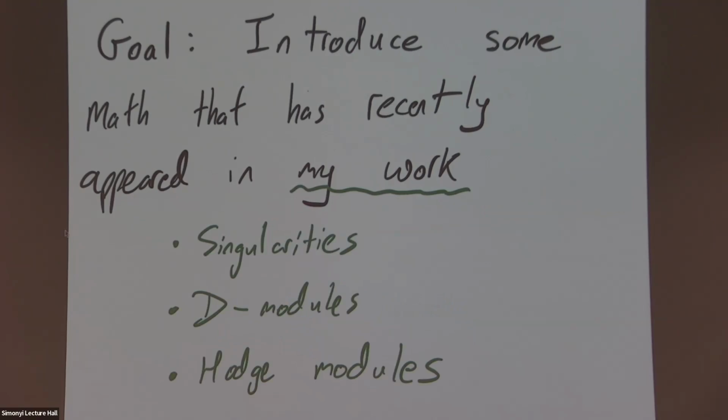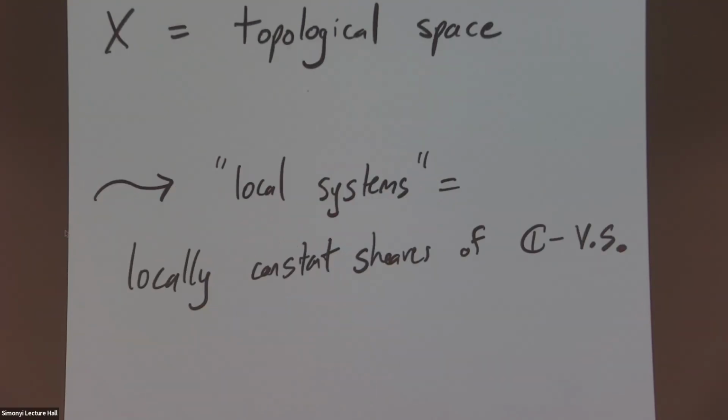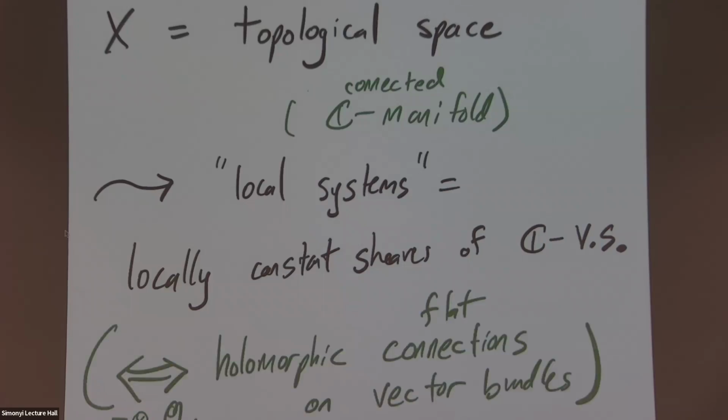Okay, so I'll start out a little bit basic. If you have a topological space, you can look at local systems on that topological space. These are just locally constant sheaves of C vector spaces. I'm always going to think about a connected complex manifold. Really, I want it to be a smooth algebraic variety, but for now, we'll work in the analytic category. And these local systems, if you tensor with the holomorphic functions, that's what this little operation is, allows you to think about them in terms of holomorphic flat connections on a vector bundle.